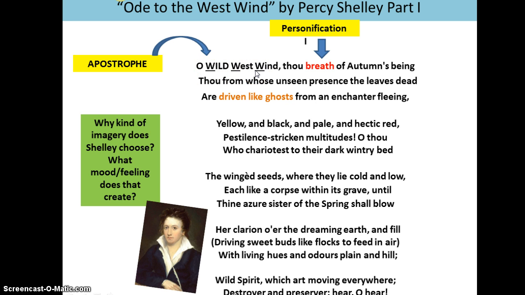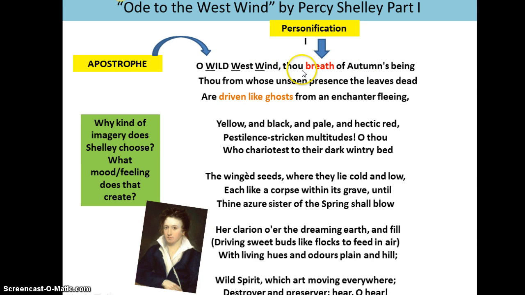Why do you think that Percy Shelley uses the alliteration of the W sound? Well, it certainly emphasizes each word here, doesn't it? So that's key because we want to know that it's wild and it's west and it's wind. But if you do the W sound, it almost sounds like the wind as well. And so that emphasizes the topic, the west wind. We almost hear this west wind as we read the poem.